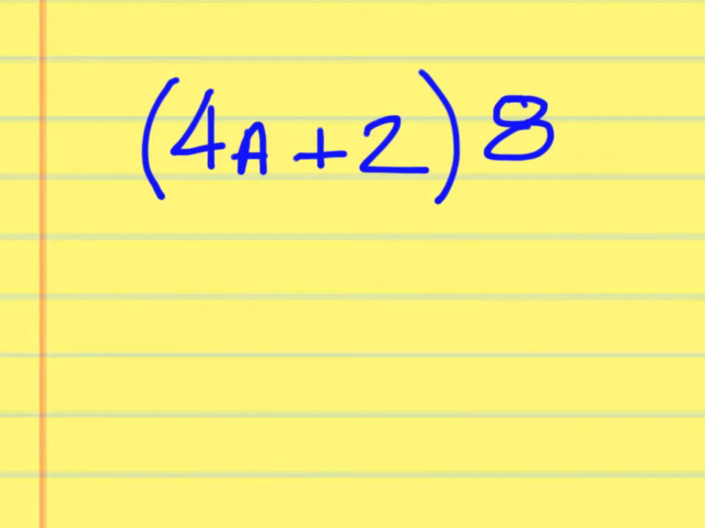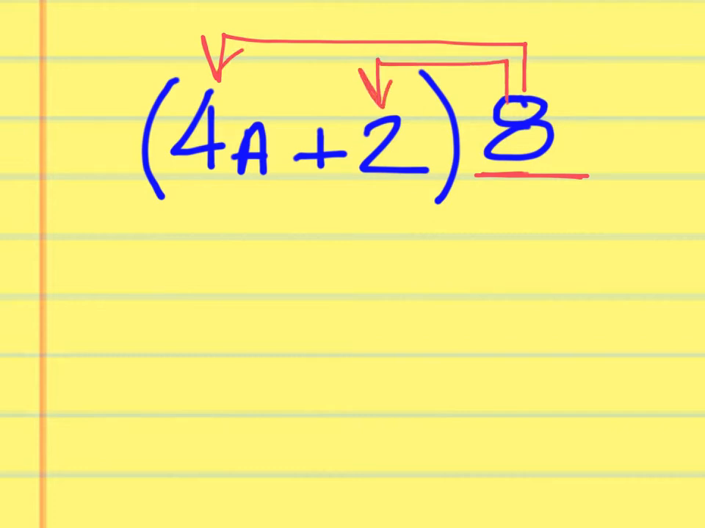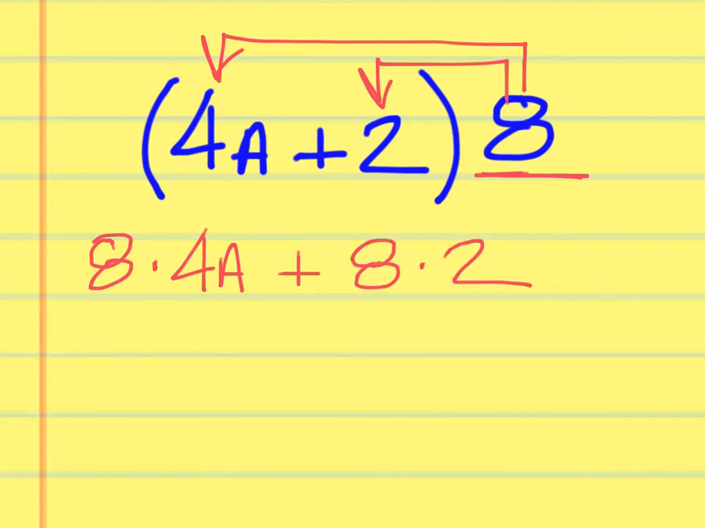Even though the 8 is on the right side, you can still multiply it by each item in there. So 8 times 4a plus 8 times 2. That would be 32a plus 16.